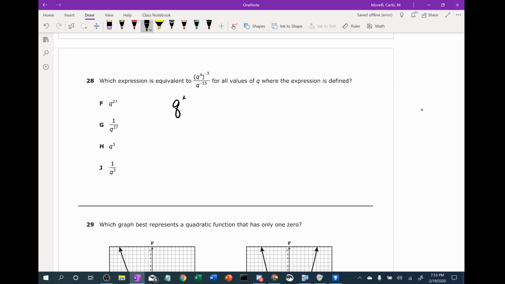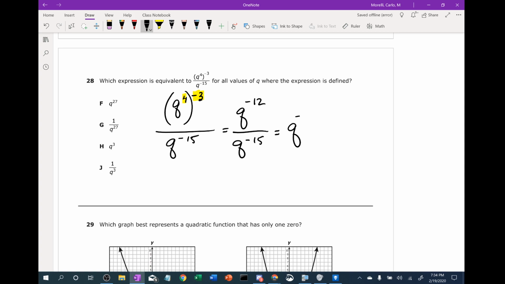So you have q to the 4th power raised to the negative 3rd power all over q to the negative 15th power. The first thing you're going to do is multiply negative 3 times 4, and you'll have on top q to the negative 12th over q to the negative 15th. Then you apply the quotient rule: q to the negative 12th minus negative 15. So you're going to do negative 12 plus 15, and so that means q to the 3rd power.